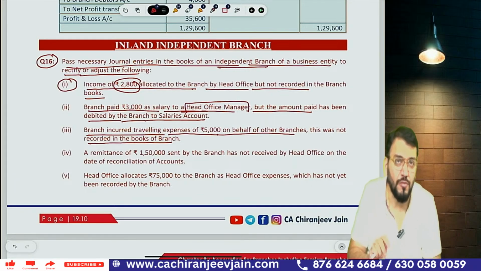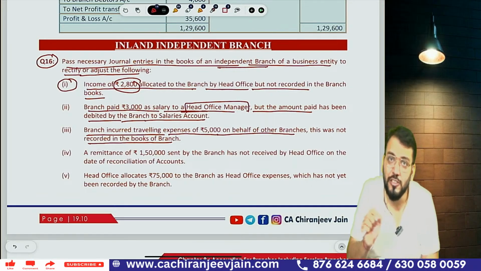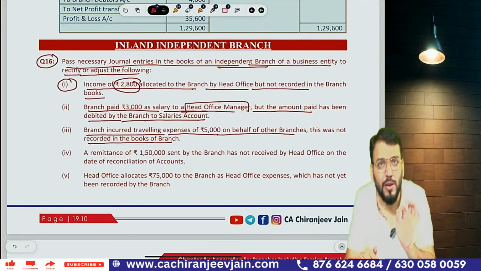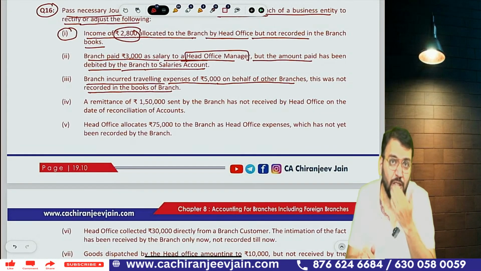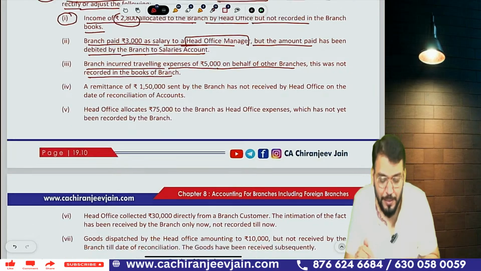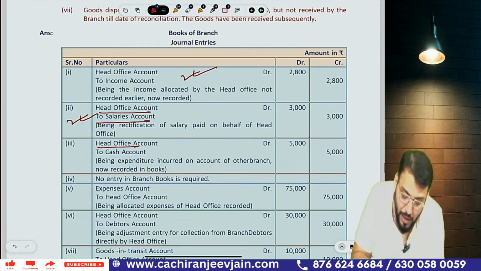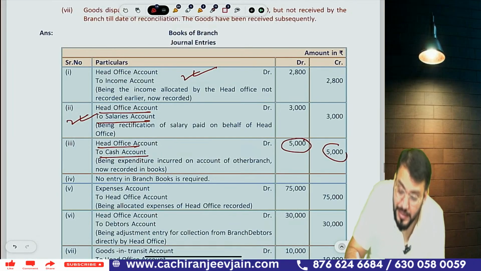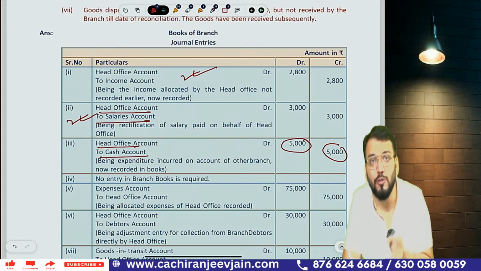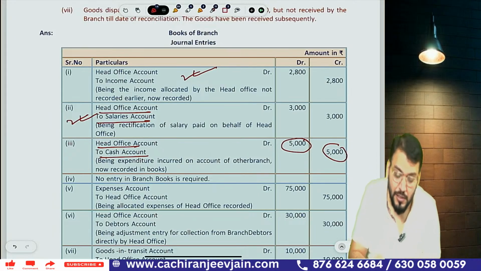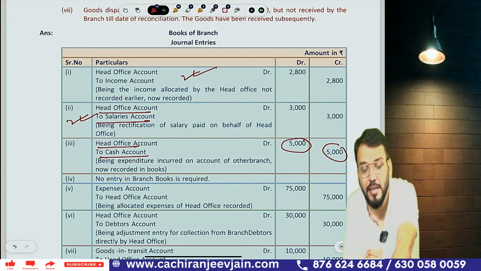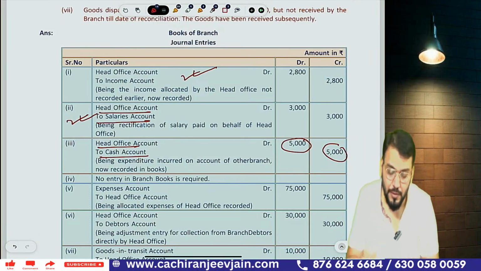So any transaction with another branch needs to be recorded with the HO account. This will be HO account debit to bank, or HO account debit to traveling expense. But because they have said it is not yet recorded, the journal entry has not been done, so it means HO account debit to bank. Let's see what journal entry they have done: HO account debit to cash. If recorded, it would have been debited to traveling expense, but this is not a traveling expense of this branch, so we would have done HO account debit to traveling expense. Have you understood?